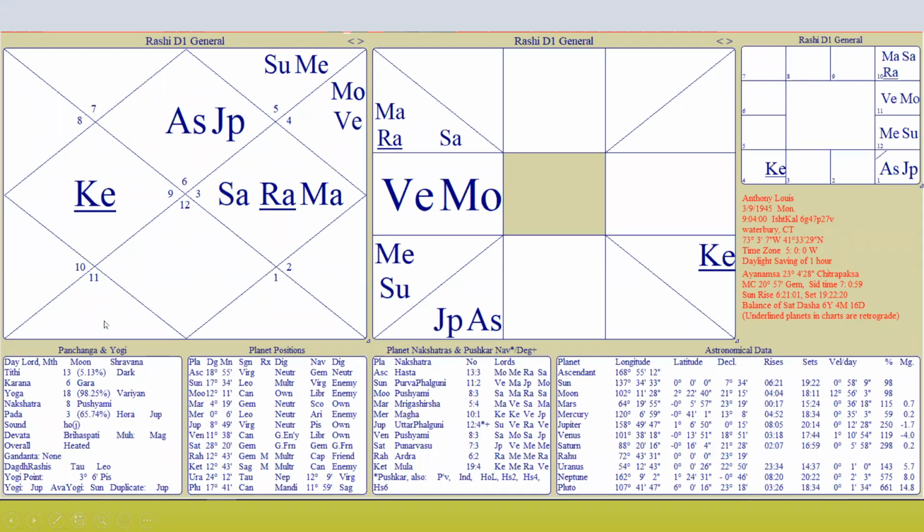Can I ask a question? In the middle chart, Venus and the Moon are in really large letters. Is there a reason for that? No, that's just my software. Don't worry about it. It doesn't mean anything. Not at all. It's just something the software does.